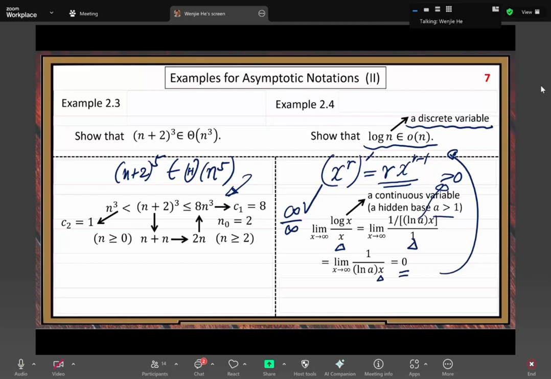Make comment, conclusion. Conclusion for this 2.4 example.